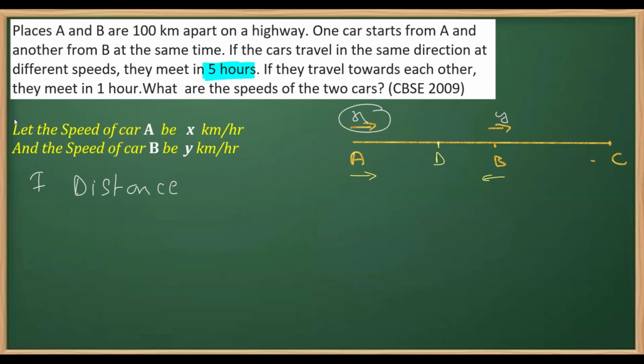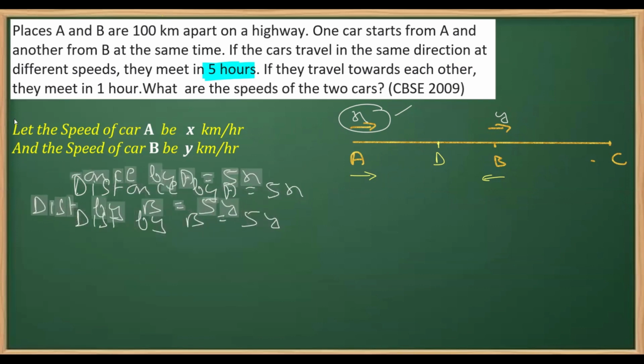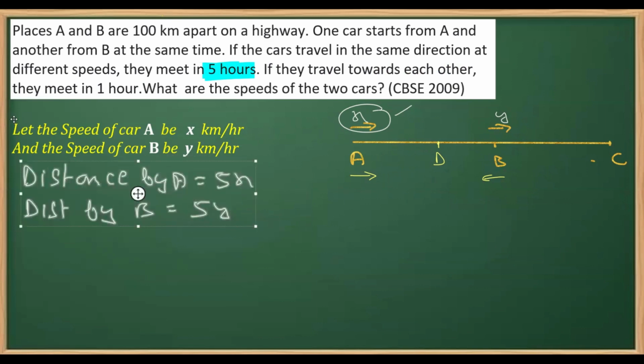So we can write the distance traveled by A is speed into time. Speed is x and time is 5, so it's 5x. And the distance traveled by B is again speed y and time 5, so it's 5y. This is the distance traveled by A and B, so this is what we have to keep in mind. Once again, I'll keep it aside.